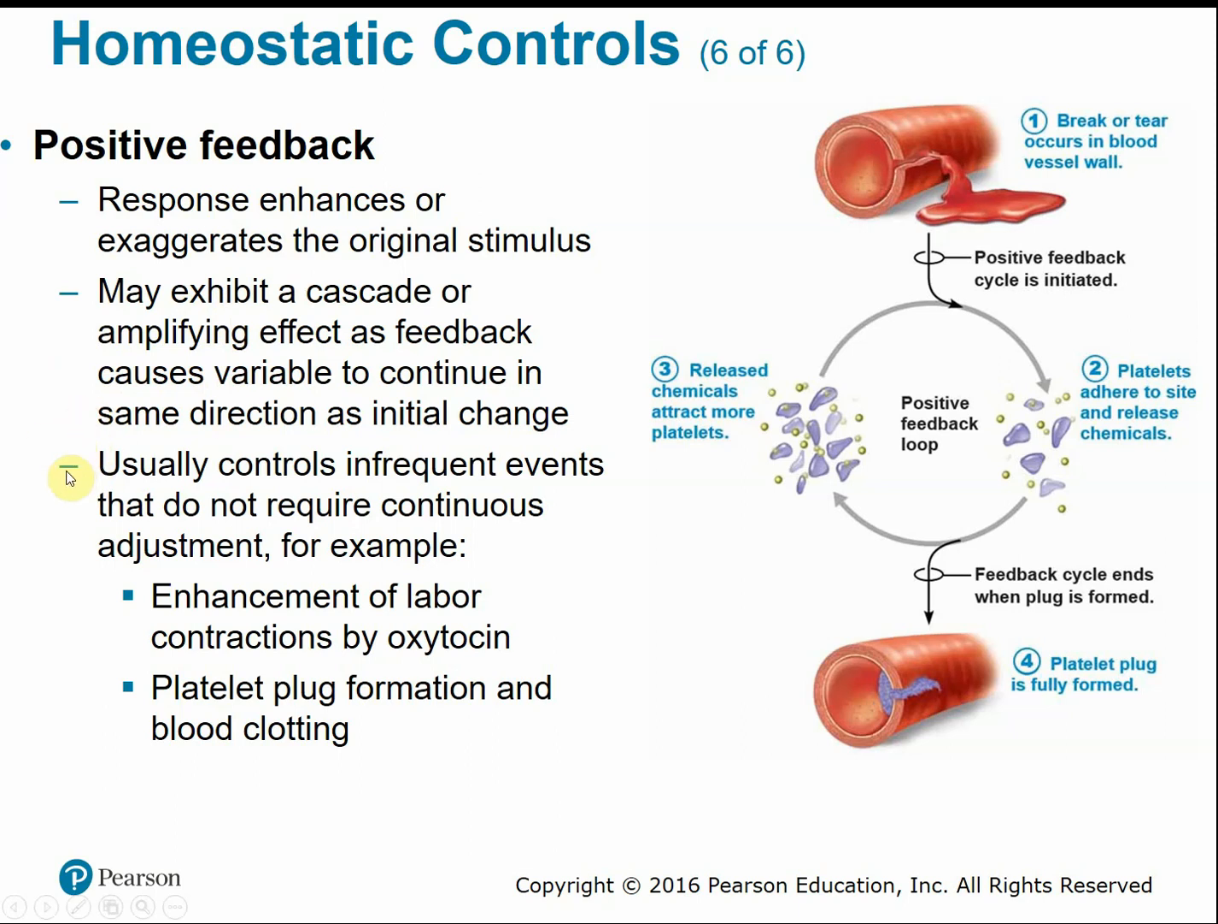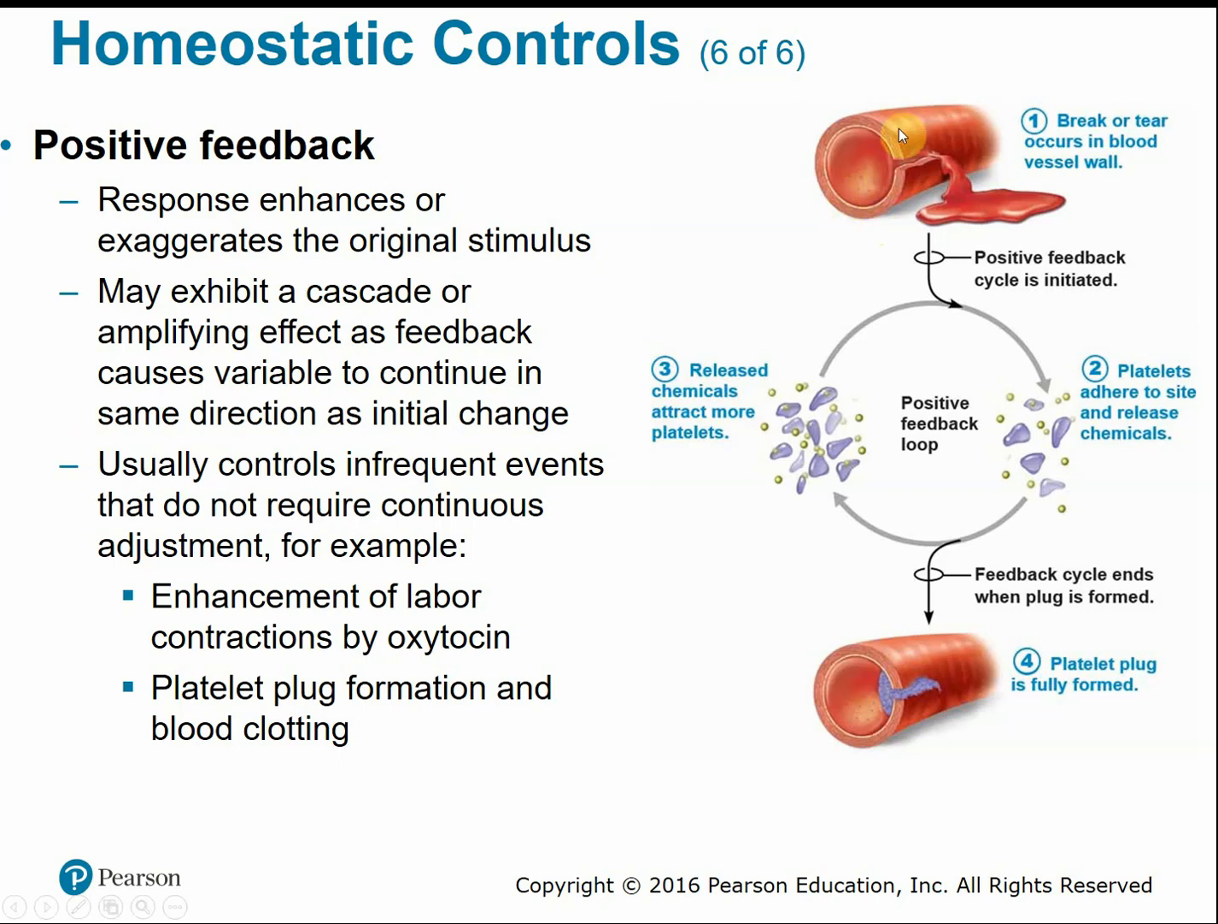Positive feedback is a bit more rare than negative feedback because usually if something is wrong with our homeostasis, we want to restore it. We don't want to make it worse. One common example is enhancement of labor contractions by oxytocin. That's a hormone. Once this process starts and the contractions begin, you don't want to turn them off. You want them to ramp up and get more intense and stronger to help push the baby out. Another example is platelet plug formation in blood clotting.